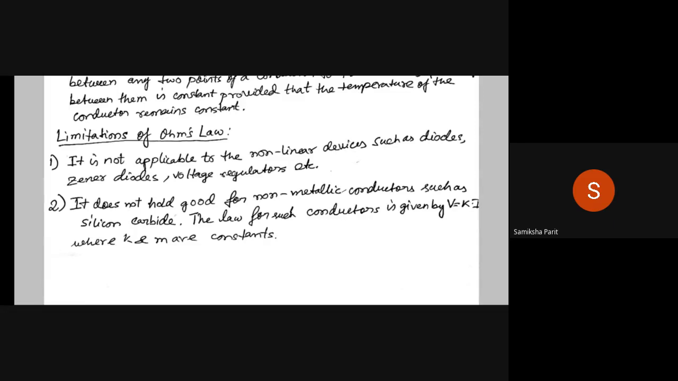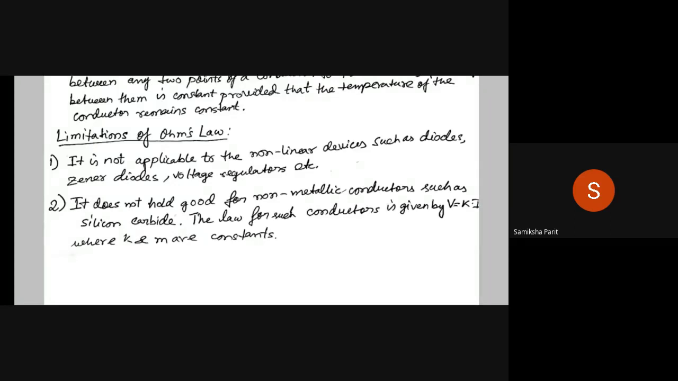So the electronics devices mostly operate non-linearly, like I to the power something, meaning the equation is not linear, either something in power it will be having, so those are non-linear, or e to the power something, logarithmic, those are non-linear equations. So the devices that operate on non-linear equations, in those Ohm's law is not applicable. So obviously in electronics devices like diodes, Zener diodes, voltage regulators, it is not applicable. This is the first limitation.